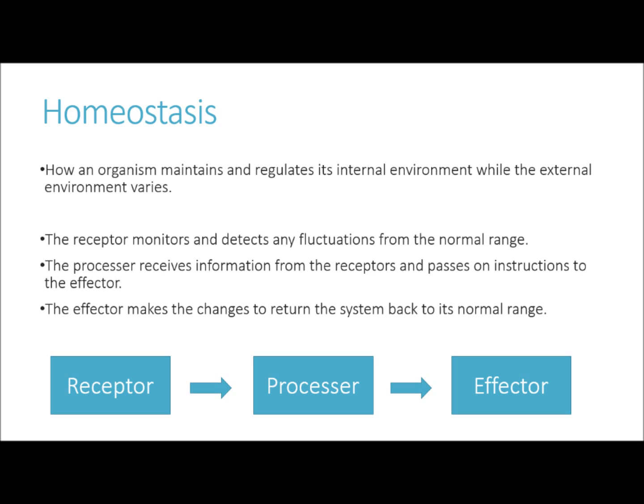Homeostasis is how an organism maintains and regulates its internal environment through internal control systems and mechanisms when the external environment varies. Homeostasis consists of three control mechanisms which act in stages to regulate the internal environment. The receptors act first by monitoring and detecting any fluctuations from the normal range. The processor then receives information from the receptors and passes instructions through to the effector, which makes the changes to return the system back to its normal range.